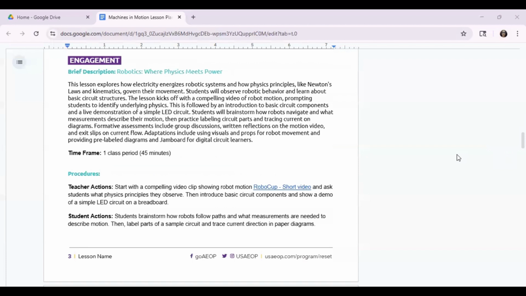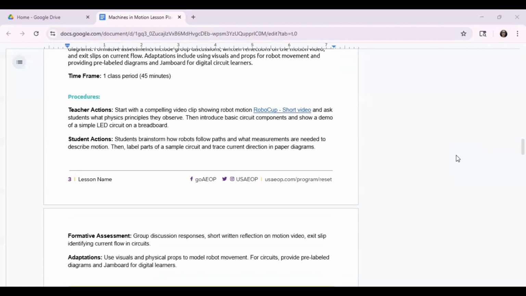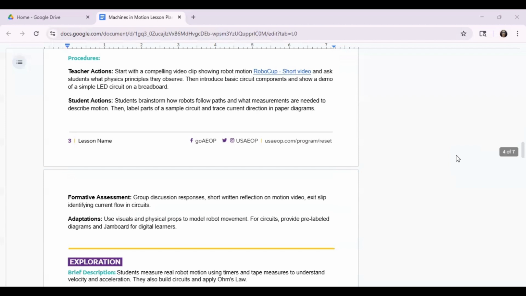Students will brainstorm robot navigation and motion measurement, then practice labeling circuit parts and tracing current on diagrams. Formative assessment includes group discussions, written reflections, and exit slips on current flow. Adaptation involves using physical props for motion and providing pre-labeled circuit diagrams or Jamboard for digital learners.